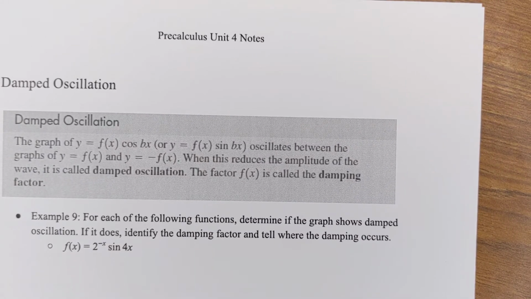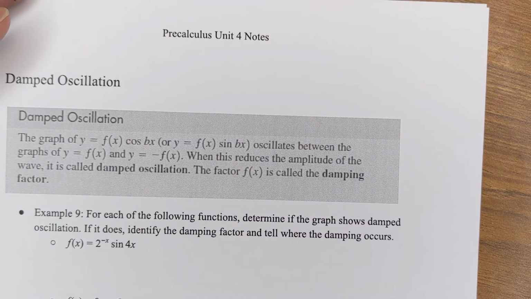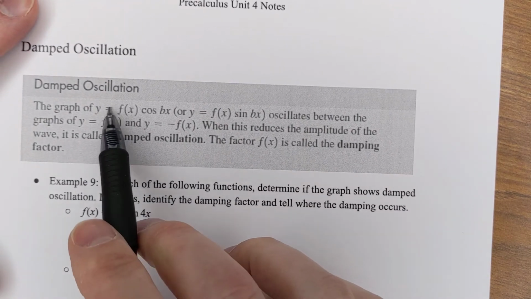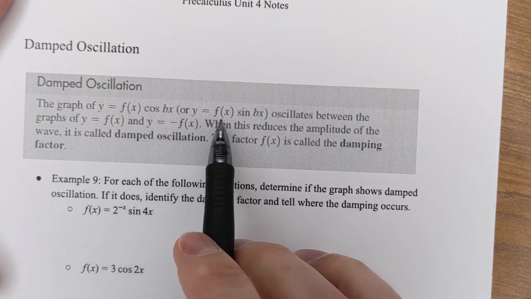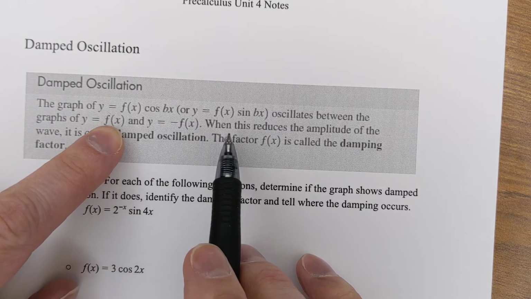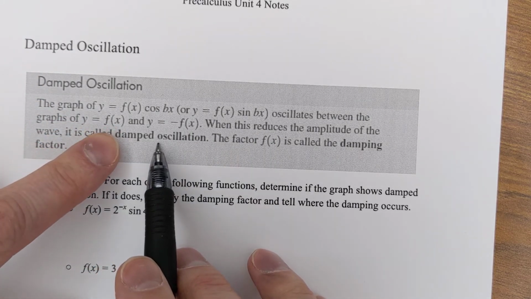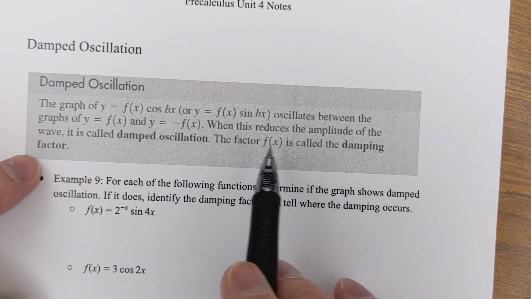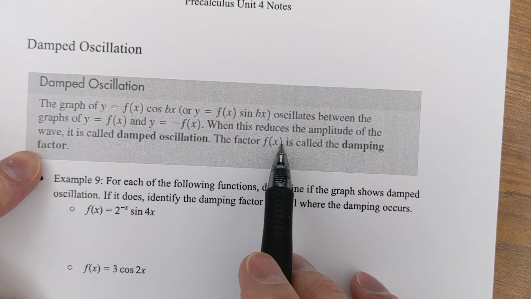Okay, then we have what's referred to as damped oscillation. So the graph of f of x cosine bx or f of x sine bx oscillates between the graphs of f of x and negative f of x. When this reduces the amplitude of the wave, it's called damping. This f of x is itself the damping factor.